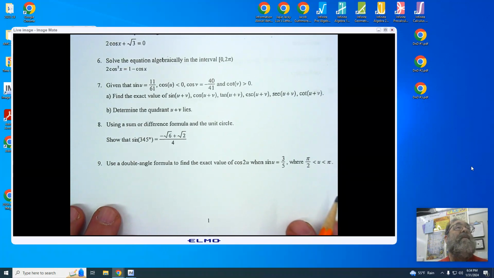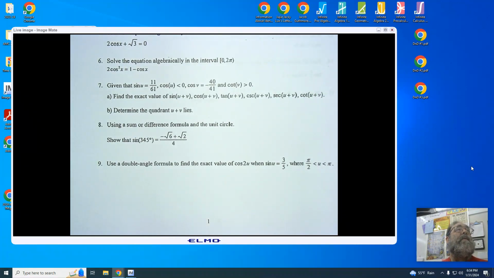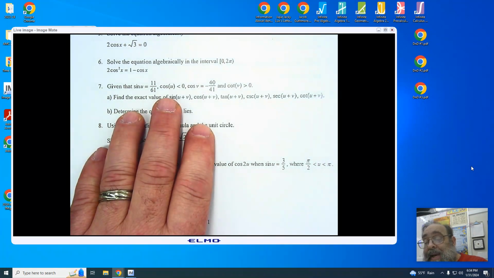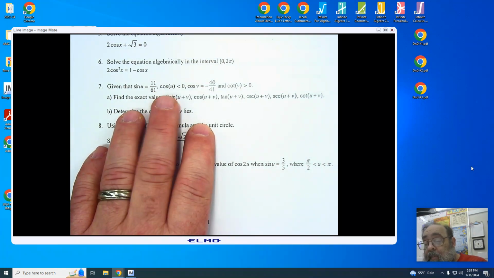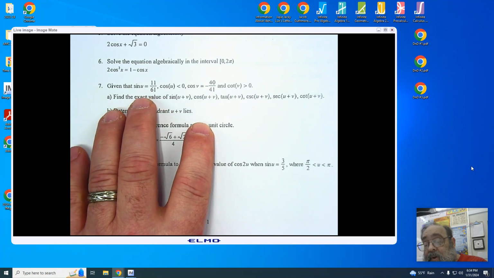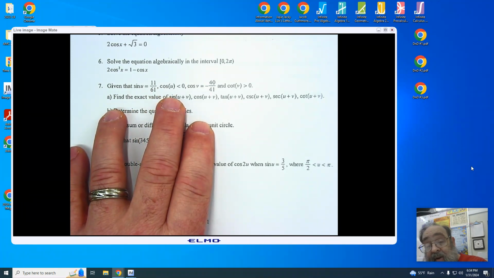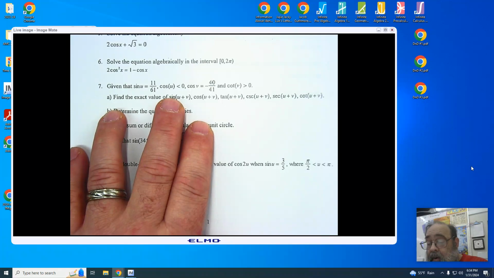Notice number 7 is giving us information, and we are trying to find the exact value for the sine of u plus v, cosine of u plus v, tangent of u plus v, and then the reciprocals. We are told that the sine of u is 11/61, and the cosine of v is negative 40/41. We are also told that cosine of u will be negative, and the only place where sine is positive and cosine is negative is in the second quadrant.